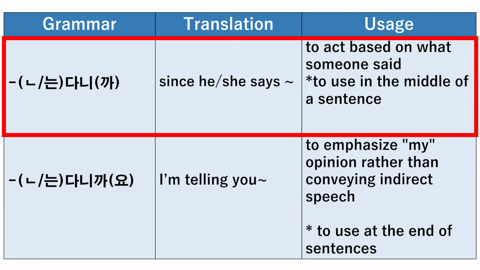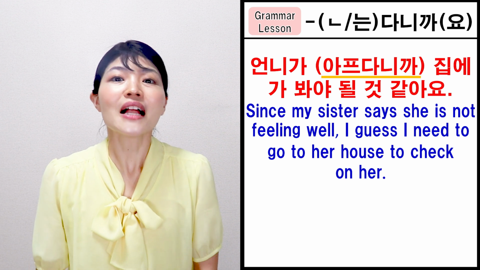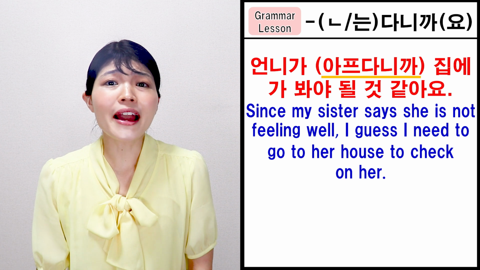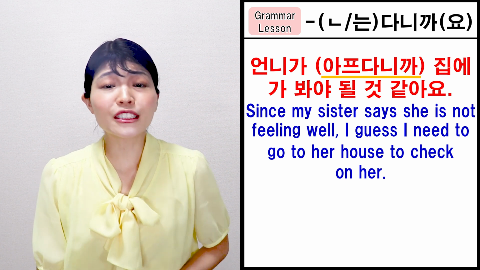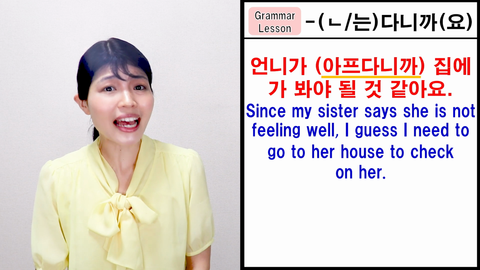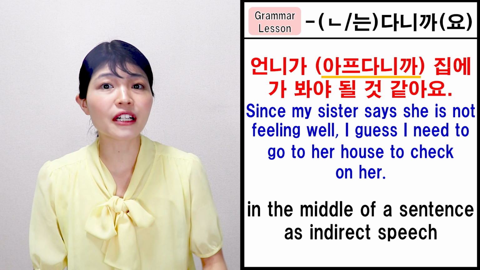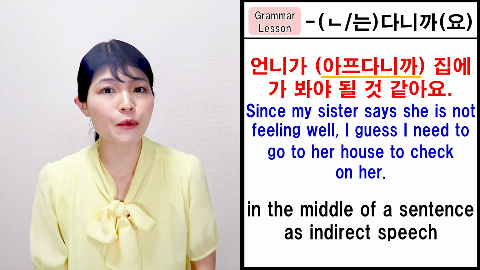Ta-da! This first grammar is indirect speech with 는다니까, since he or she says. It tells you how to act or think based on what someone else has said. So you can use it as a reason in the middle of the first and second clauses. For example, as in the previous quiz, 언니가 아프다니까 집에 가봐야 될 것 같아요. Since my sister says she's not feeling well, I guess I need to go to her house to check on her. For this, you use this grammar in the middle of a sentence as indirect speech.